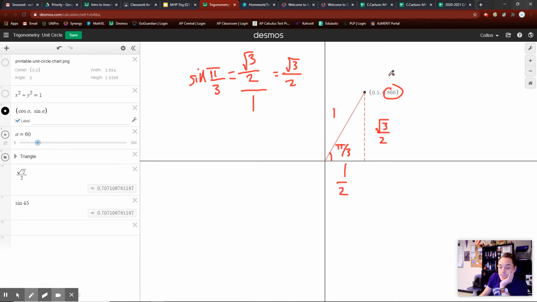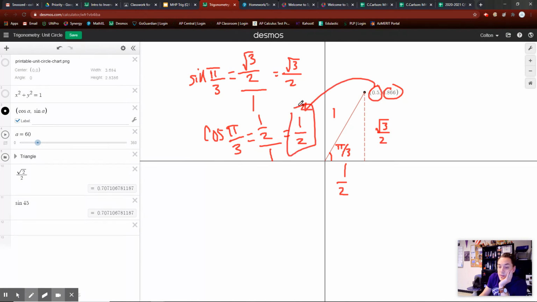Okay? And then cosine is my x-coordinate. So cosine of pi all over 3. What's my x-coordinate? 0.5. If I wanted to do it on my triangle, 1/2 all over 1, which is 1/2, but we already know it's 0.5, which is the same thing as 1/2.